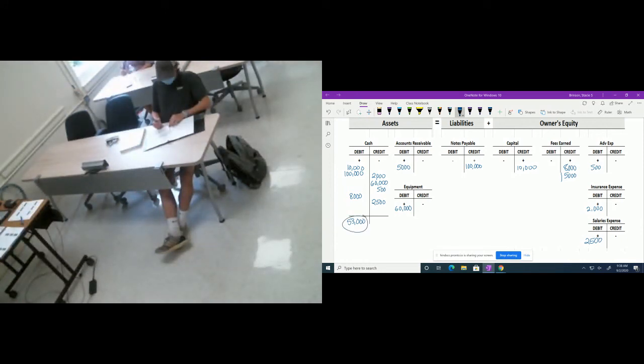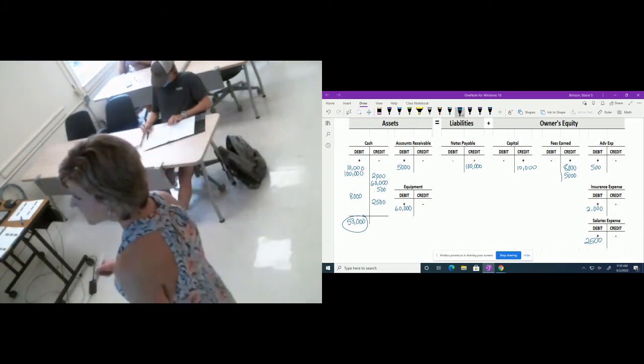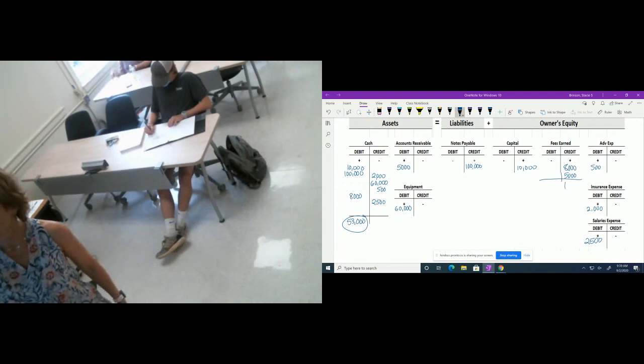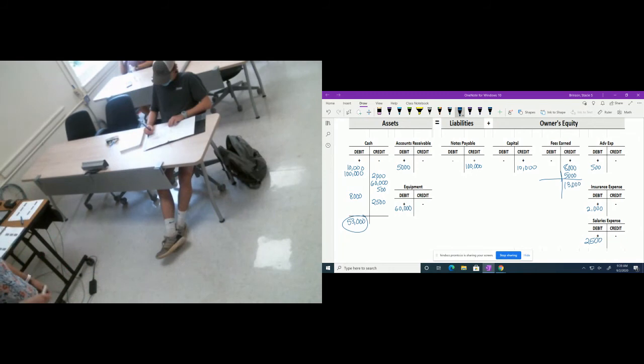Everybody understand how we got that? All right, equipment's done, accounts receivable is done. The only other one we have to figure out is fees earned, and we had 13,000 in total fees earned in the credit balance. Okay.